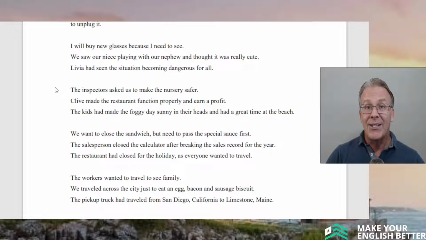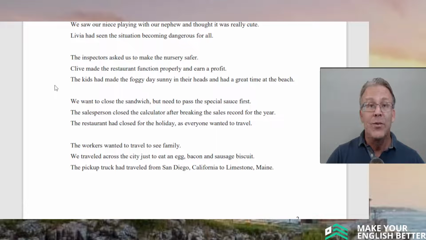The inspectors asked us to make the nursery safer. So we were asked to improve the conditions in the nursery. Okay? Clive. Clive sounds like a K. Clive made the restaurant function properly and earn a profit. That is fantastic. If you open a business, you want to earn a profit, right?